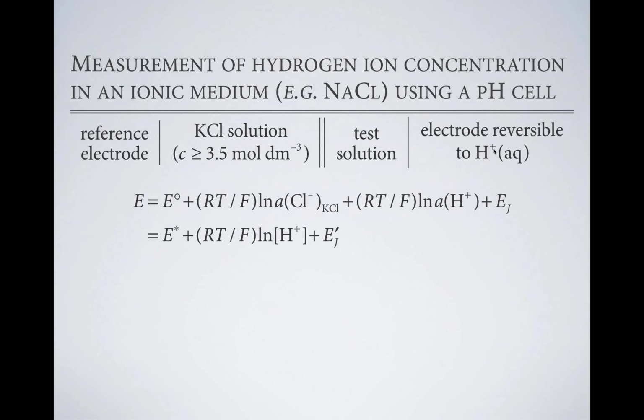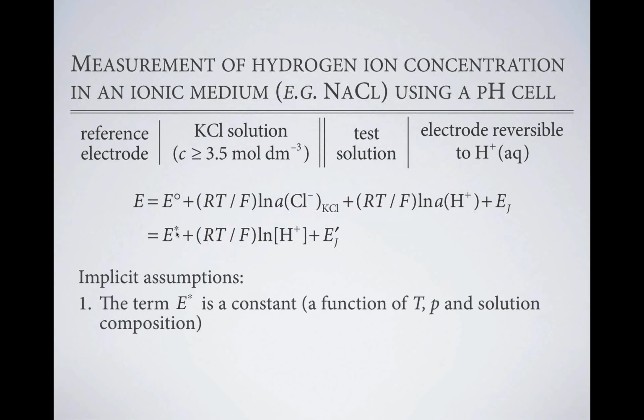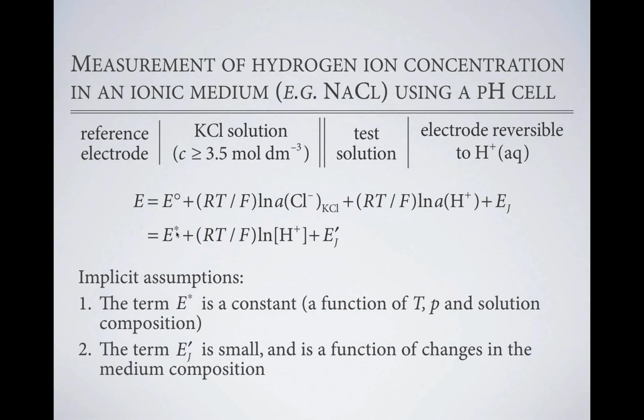EMF can depend on the hydrogen ion concentration, where that term E star is only a constant if the activity coefficient for the hydrogen ion doesn't change during your experiment. So the assumptions are that this term is constant. Typically, it will be a function of temperature and pressure and solution composition.